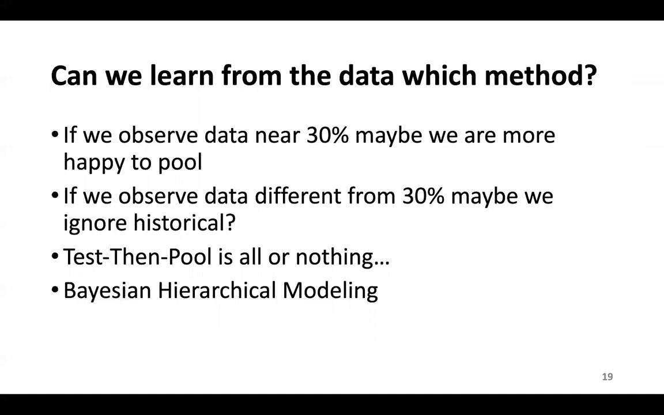So I'll talk very briefly. A somewhat obvious thing that might come to mind is test and pool. Let's do a significance test to see whether it's the same as 30%. If we reject it, we'll discount, we'll throw all the data away. Otherwise, we'll use all the data. It's a really all or nothing type approach to dynamically borrowing from the historical data. Bayesian hierarchical modeling is another way to do this, and I'll spend some time demonstrating the Bayesian hierarchical modeling.